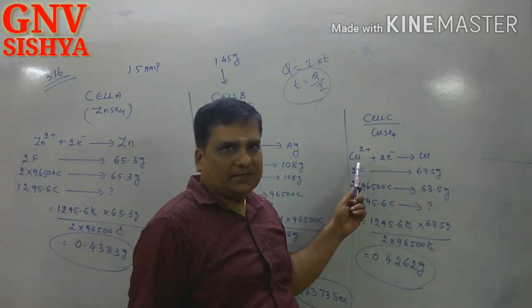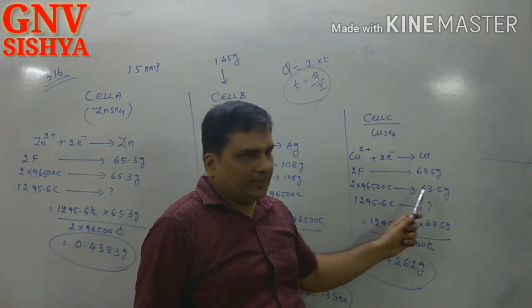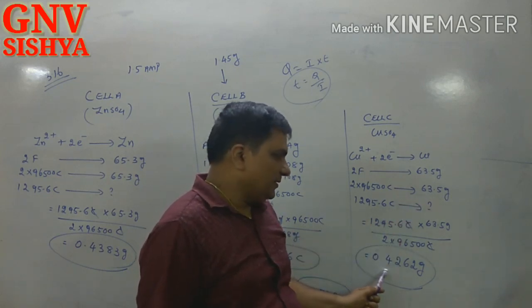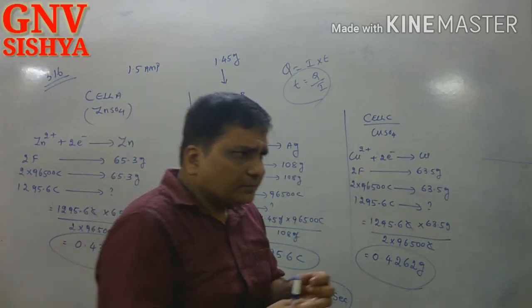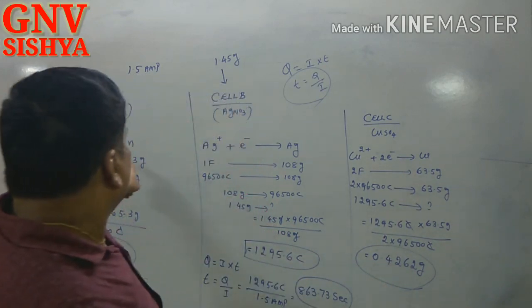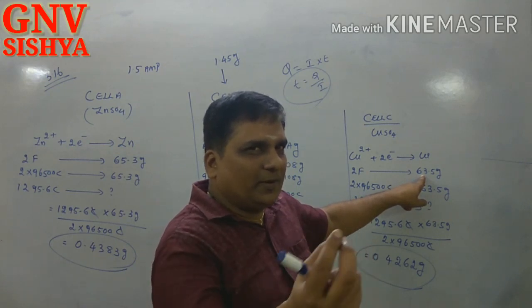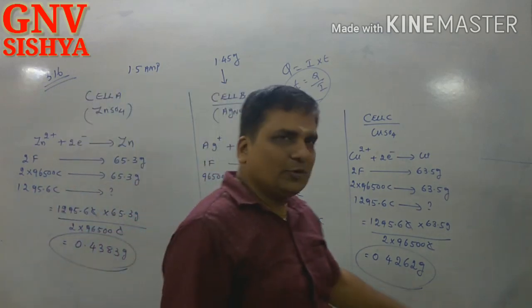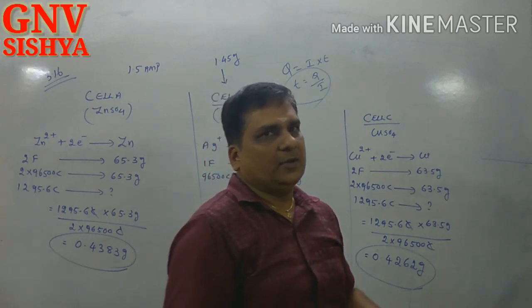Come back here, copper 2+. 2 Faraday deposits 63.5. 2 into 96,500 coulomb deposits 63.5. 1295.6 coulomb will deposit how much? When you solve zinc and copper, the amount deposited will be almost the same, because here it is 65.3, here it is 63.5, hardly 1 point something is the difference. So final answer 0.4383 here, 0.4262. So these are all the things you must take into account while solving the problem.